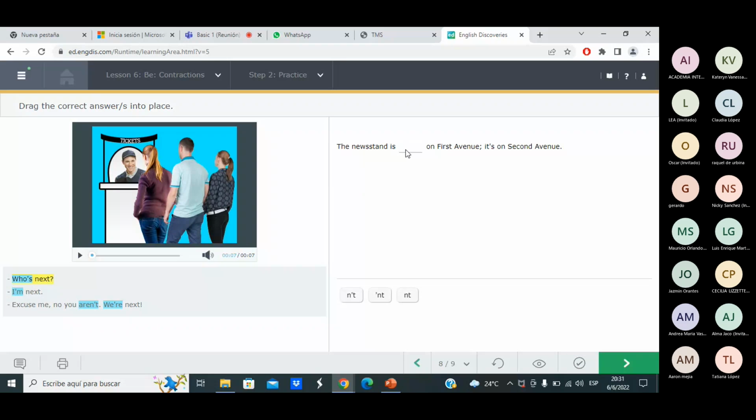The newsstand. Number one, okay. And it's like the newsstand isn't on the First Avenue, it's on the Second Avenue. The newsstand isn't, otra contracción. The forks are on the table, but the menus are. First. Number one. The first one. The forks are on the table, but the menus aren't. Aren't.